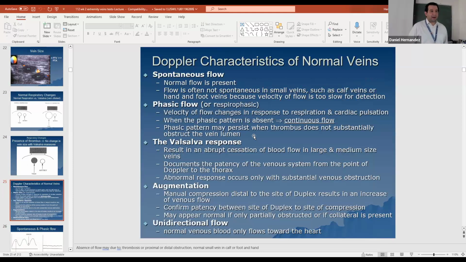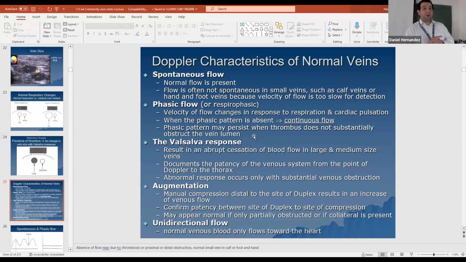So normal Doppler characteristics. These are some terms that we use to describe venous flow. Normal venous flow should be spontaneous, meaning the flow should just flow on its own, that nice, steady flow that we can pick up with color and Doppler, and it follows our respiratory breathing, our respiratory variations. So spontaneous flow is flow that just happens on its own.